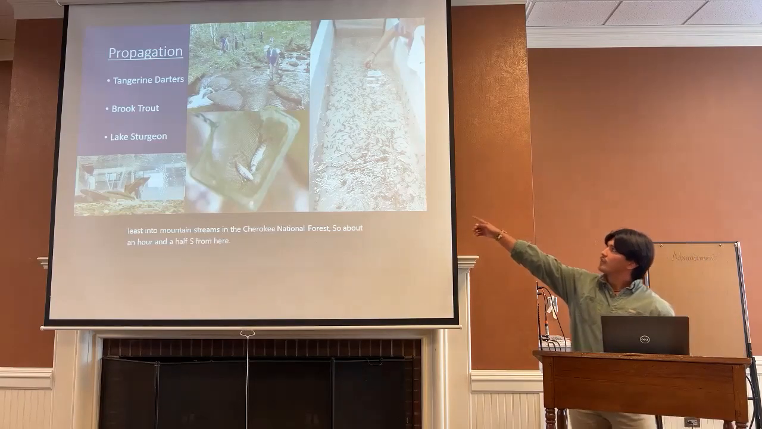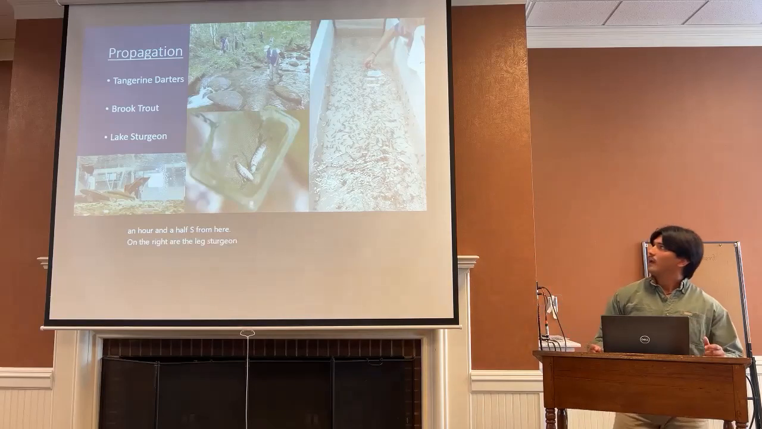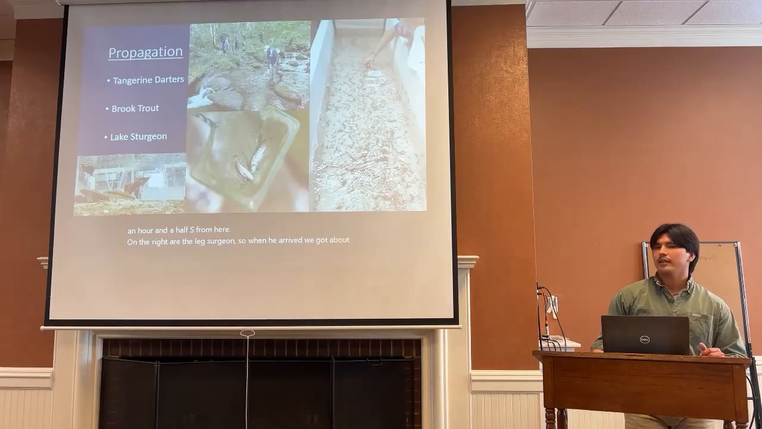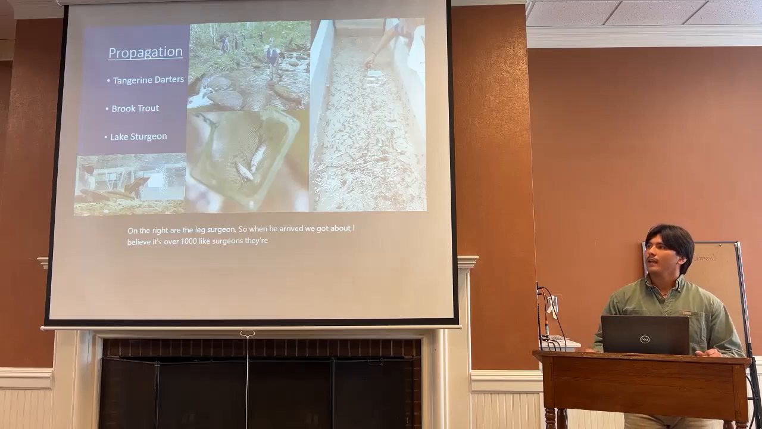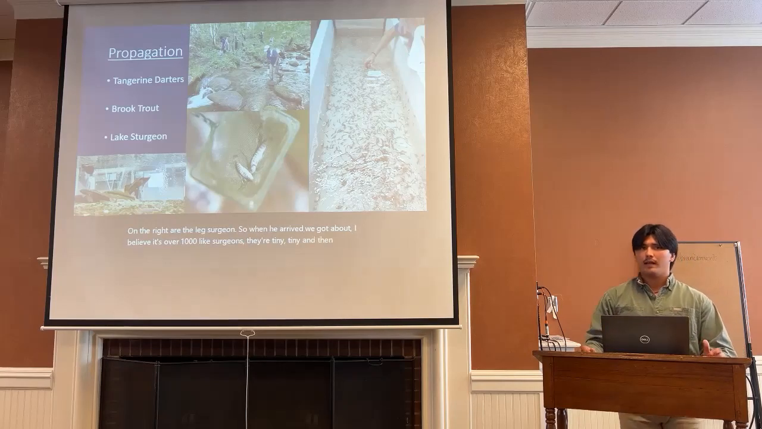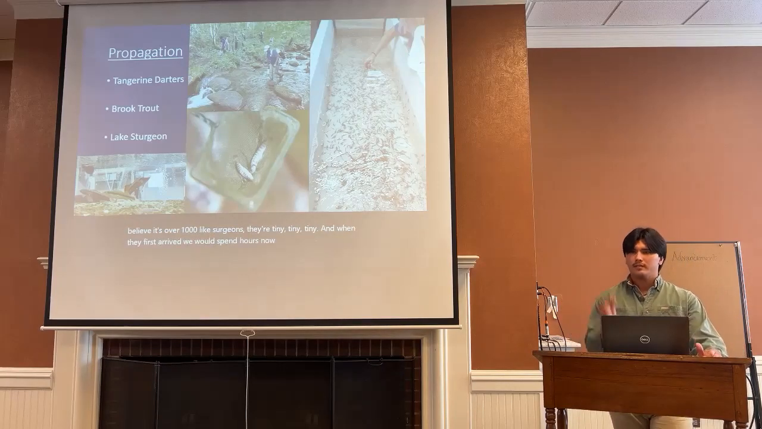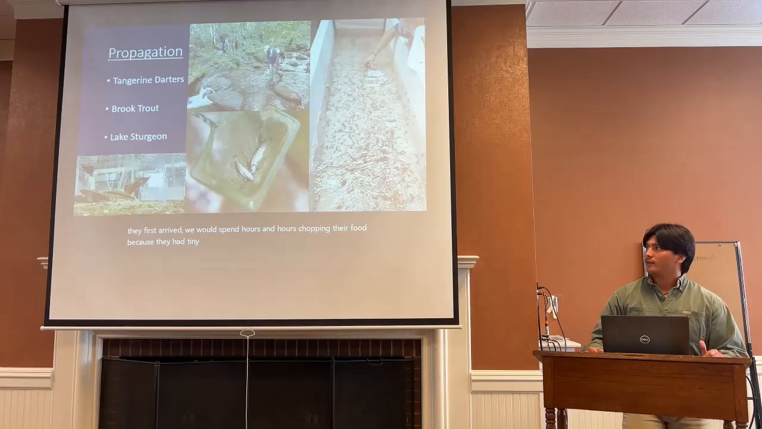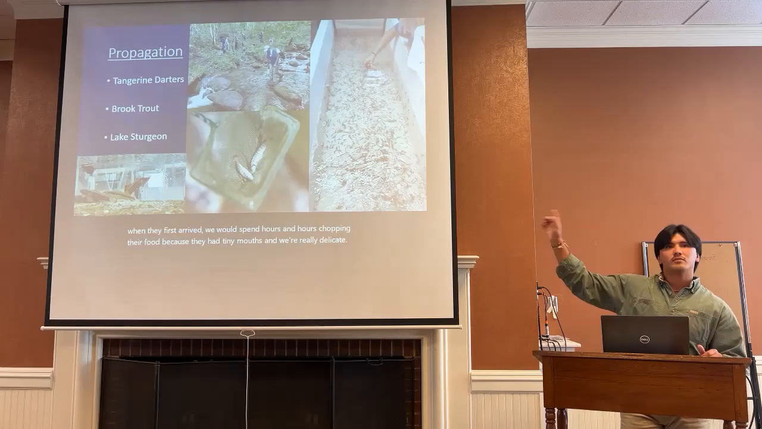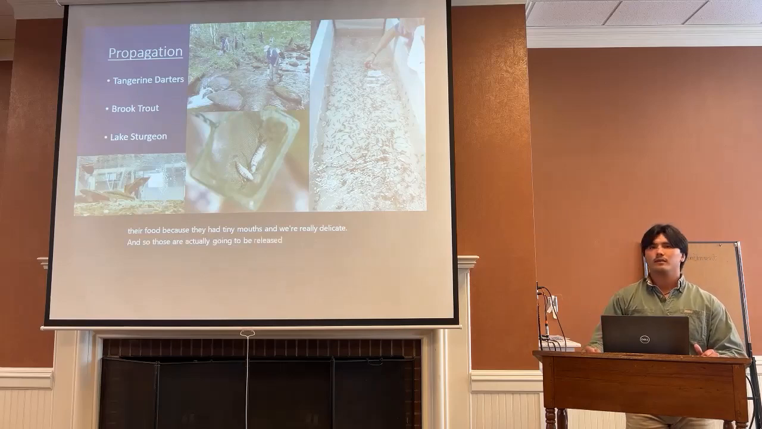On the right are the lake sturgeon. So when they arrived, we got about, I believe it was over 1,000 lake sturgeon. They're tiny, tiny, tiny. And when they first arrived, we would spend hours and hours chopping their food because they had tiny mouths and were really delicate. And so those are actually going to be released this month into the Tennessee River.